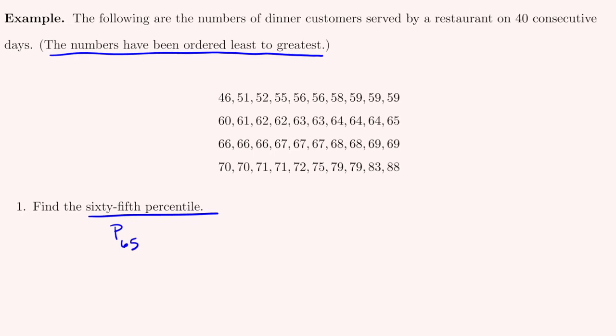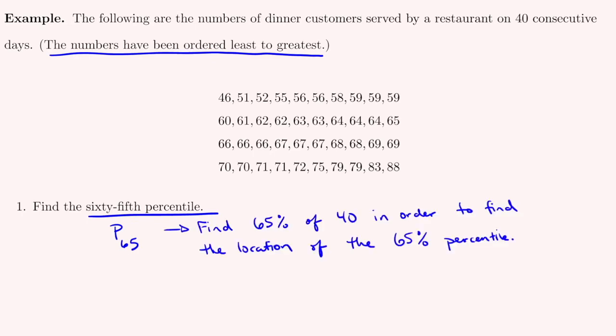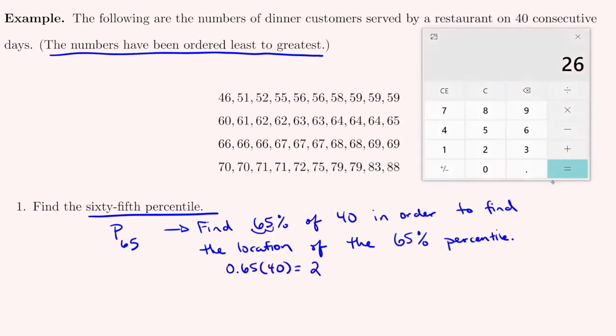Now, since things are already listed in order, all we need to find is what is 65% of the 40 different positions listed in order, and then that will be the location of our data value that is higher than 65% of the other data values. So here we're going to find 65% of 40, not to find the 65th percentile itself, but to find its location in this list of 40 numbers. Percentage of a number is always turn the percent to a decimal. So we have 0.65 times 40. We'll type that into our calculator, and we get 26.